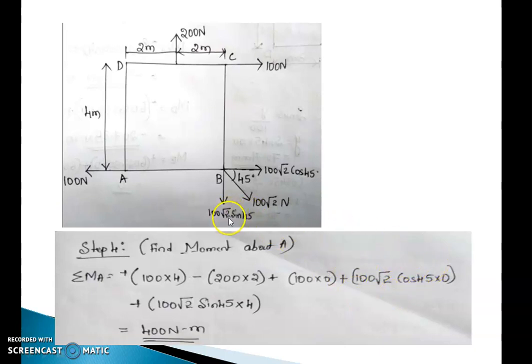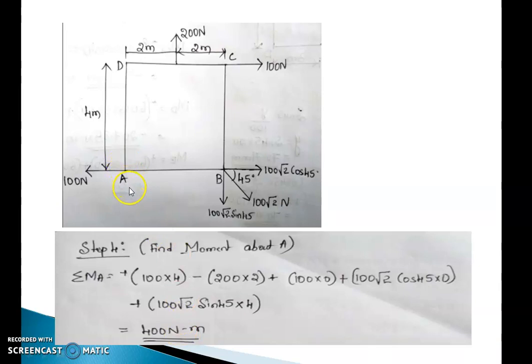The last force is 100 square root 2 sin 45, into the perpendicular distance. The force is purely vertical, and the horizontal distance between A and B is 2 plus 2, that is 4 meter. So 100 square root 2 sin 45 into 4. With a fixed point at A, applying a force in this downward direction will rotate it clockwise, so it works out to be positive. If you calculate using your calculator, it works out to be plus 400 Newton meter. So the moment about A is plus 400 Newton meter, a clockwise moment about point A.